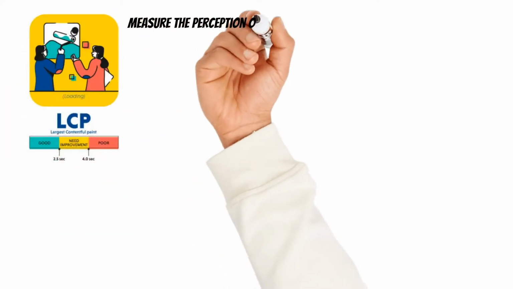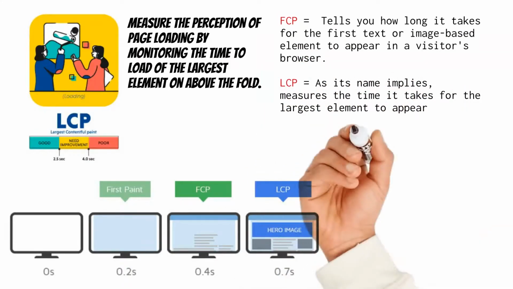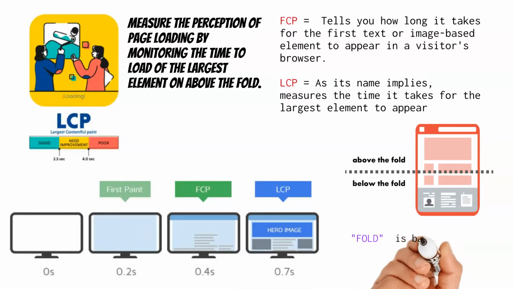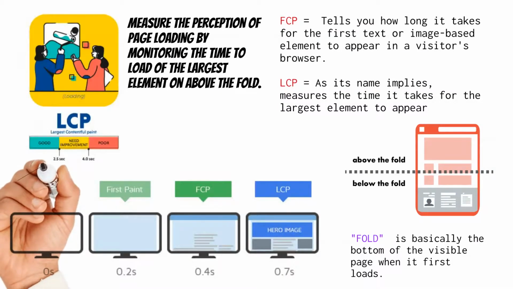The metric introduced to measure the perception of page loading is largest contentful paint. It is actually the total time taken by the largest content to load on the page. It could be the image or text. An optimal value of largest contentful paint should be equal to or less than 2.5 seconds.